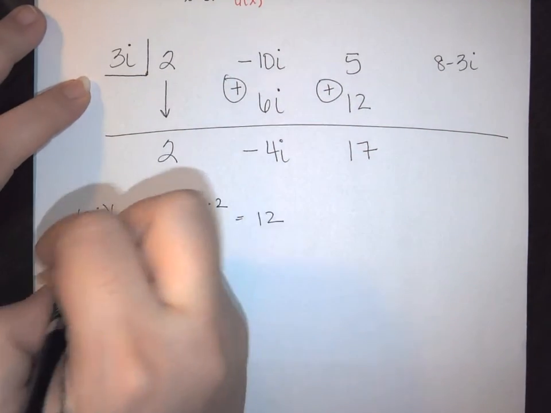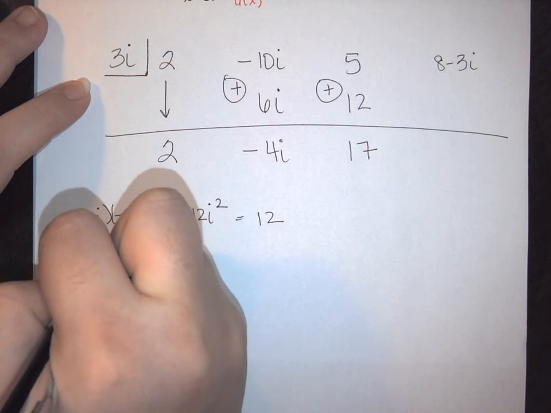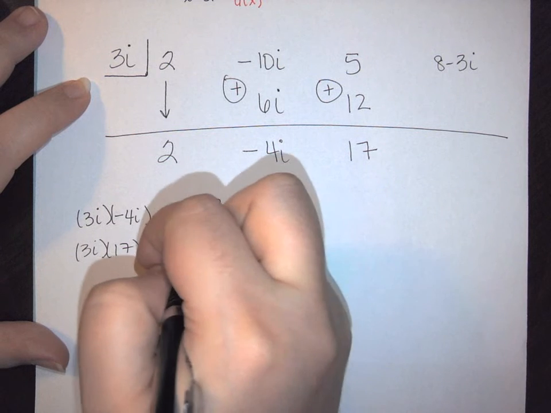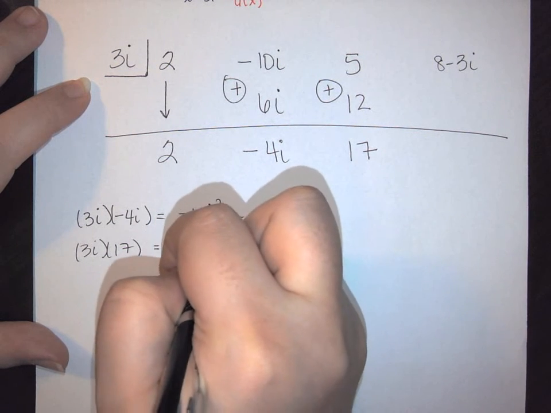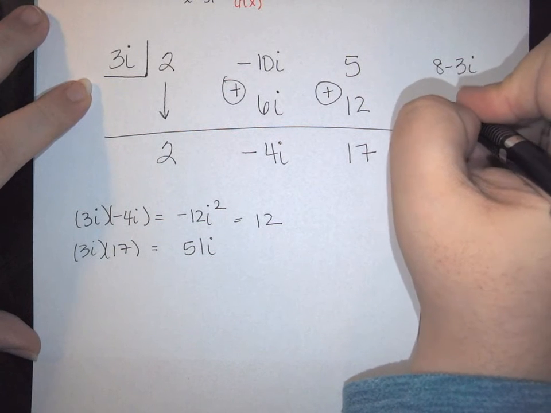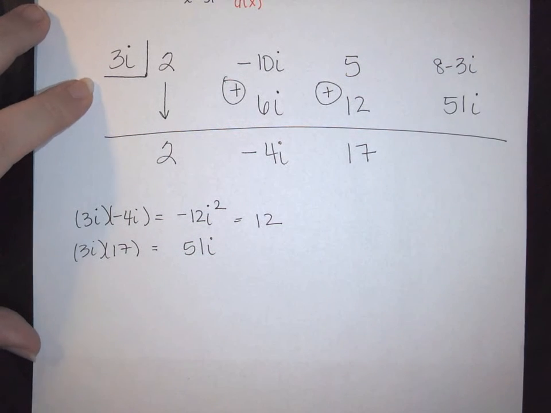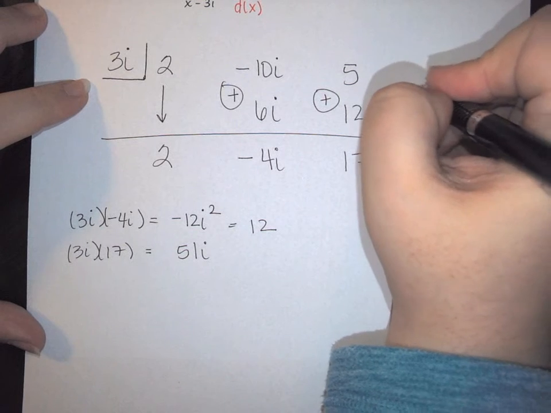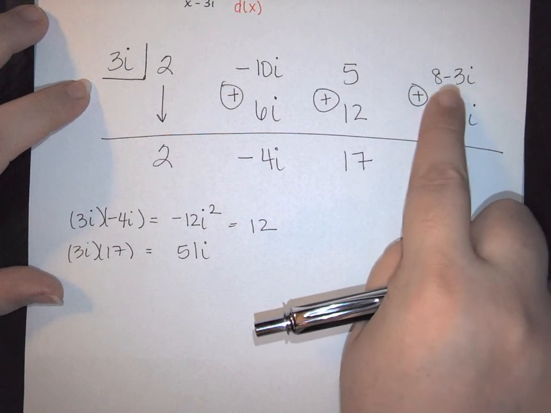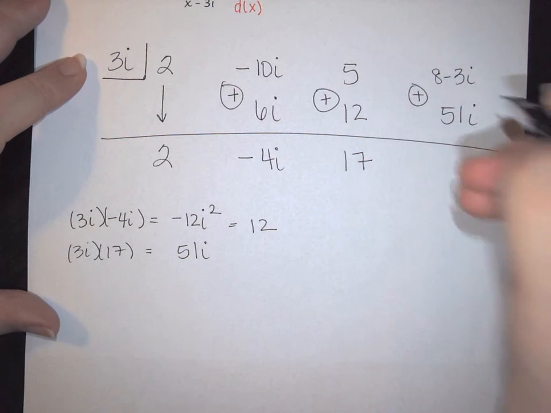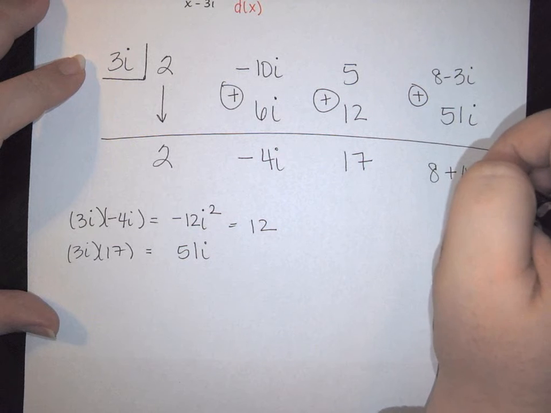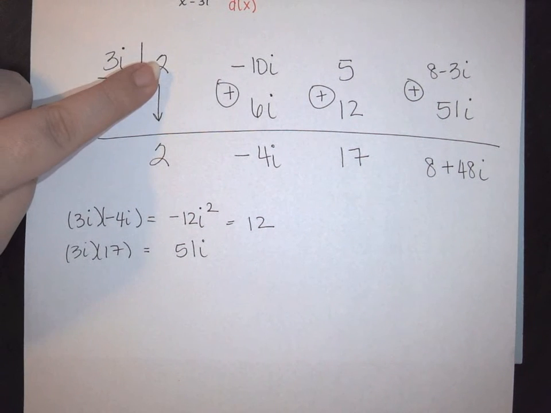Then we're going to do, again, 3i times 17, which is going to give us 51i. So in this case, we have 51i. We're going to add these together using vertical addition. So remember, again, we're going to combine the i terms together and bring the constant through. So this is going to end up becoming 8 plus 48i. We started with an x cubed.